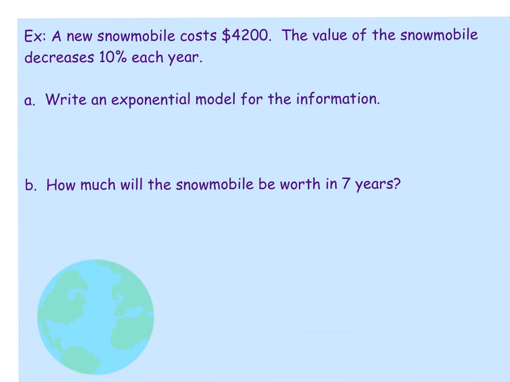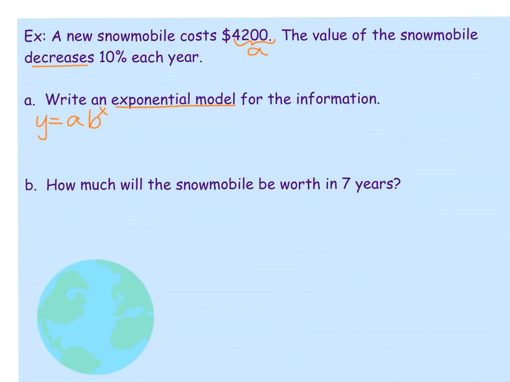Here's another example of an exponential model. A new snowmobile costs $4,200. The value of the snowmobile decreases 10% each year. Part A, write an exponential model. So anytime we see that, our template is always going to be y equals a times b to the x power. In the given problem, it says a new snowmobile costs $4,200. That's going to be our original amount.